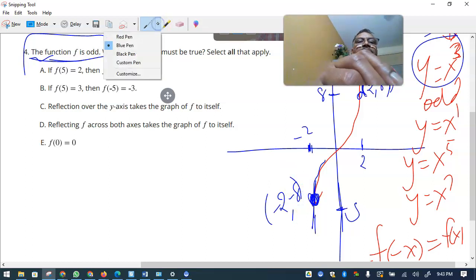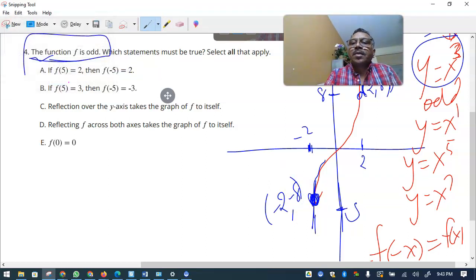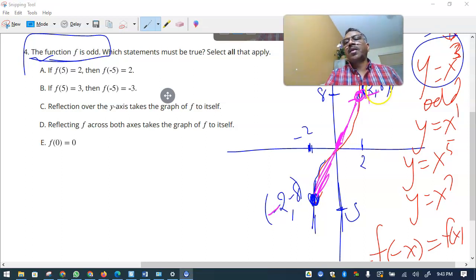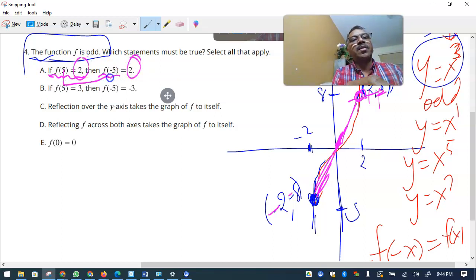So in other words, this point gets reflected over the origin. It goes right here. You don't only change the input. So plus 2 is minus 2 and plus 8 is minus 8. So the first part is, look at this. If f of 5 is 2, then f of minus 5 is 2. The outputs are the same, the input is opposite. That's actually for the even function. So this doesn't apply. This is wrong.